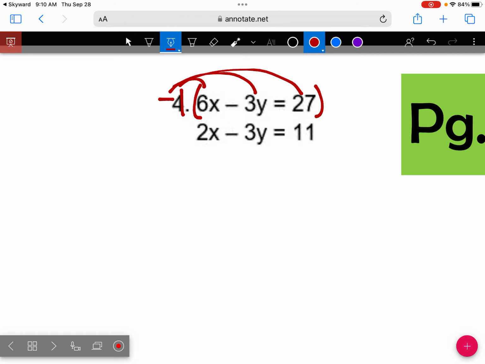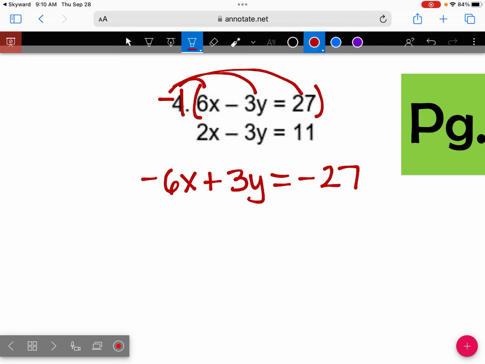So that would be a -6x plus 3y equals -27. So that would be this equation right here. That's the one I multiplied. Now my second equation, we're not going to change it. We're just going to rewrite it just like it is right underneath.